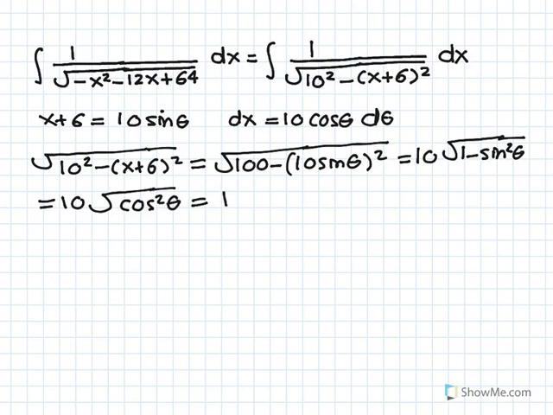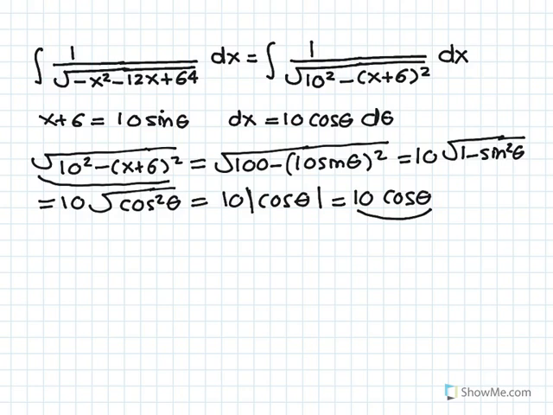And what we get is 10 absolute value of cos theta. Root of cos squared theta is absolute value. But because of the way we restrict the angle theta, we're able to drop the absolute value. So we get 10 cos theta. So this is very important. We had a very complex expression, root of 100 minus x plus 6 squared, and by applying the trig substitution, we're able to remove the radical and come up with something much simpler. So the integration now will be possible.